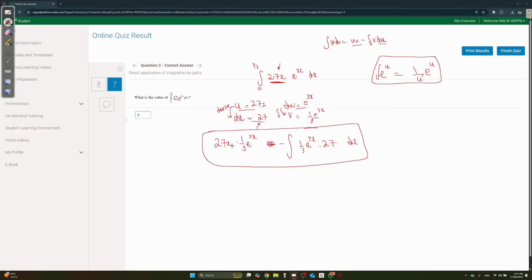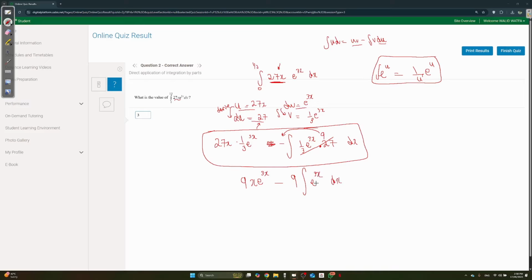Obviously, we're not done. We need to simplify a bit. 27 over 3, I'm just going to make it 9. So 9x e to the 3x minus. Now let's integrate this. 1 over 3 times 27, again I'm going to cancel it, make it 9. I'm going to take that 9 outside. So minus 9, and we're left with the integral of e to the 3x dx inside.